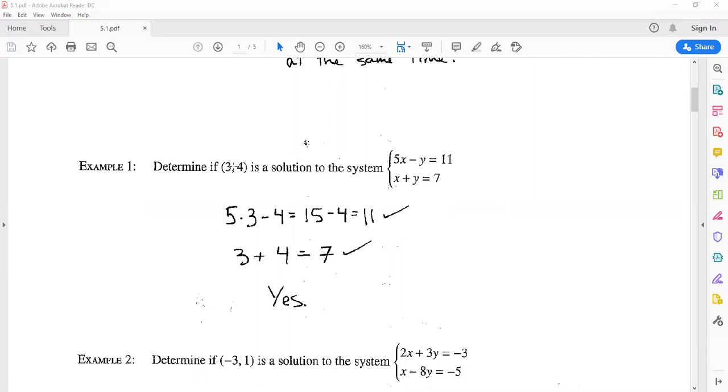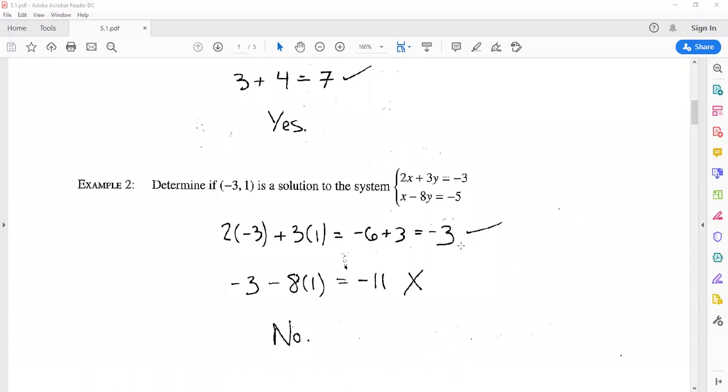So we will place 3 in for x everywhere we see x, and we'll place 4 in for y everywhere we see y. Then the first equation becomes 5 times 3 minus 4, which is 15 minus 4, which is 11, as predicted. And in the second equation, we get 3 plus 4, which is 7, as predicted. So here, the pair (3, 4) is a solution to this system of linear equations.